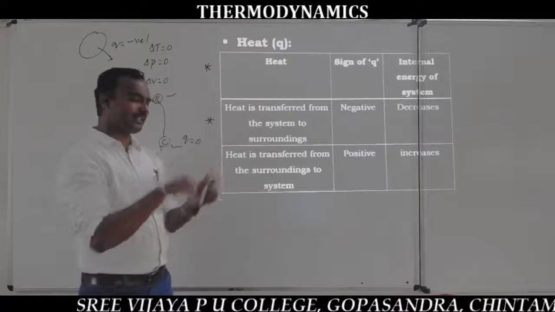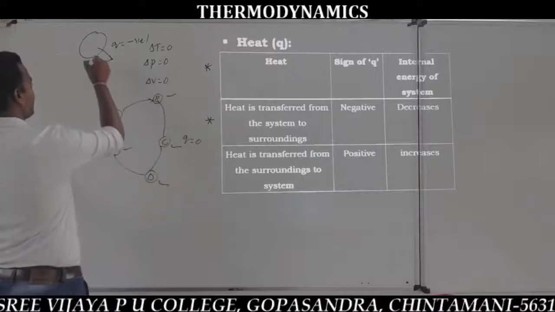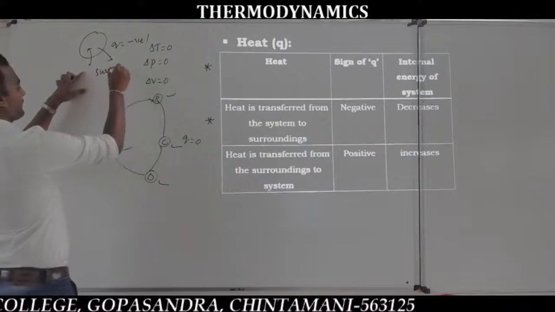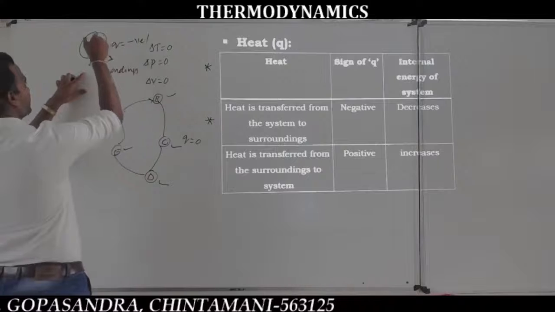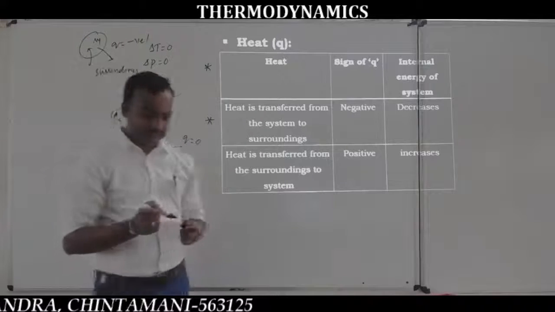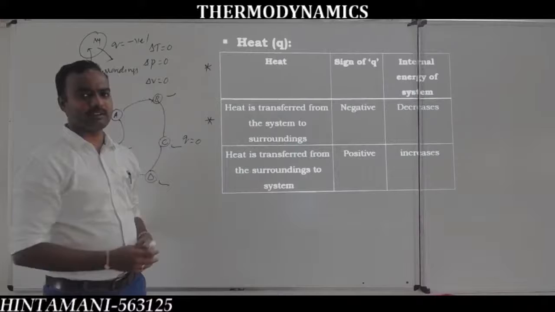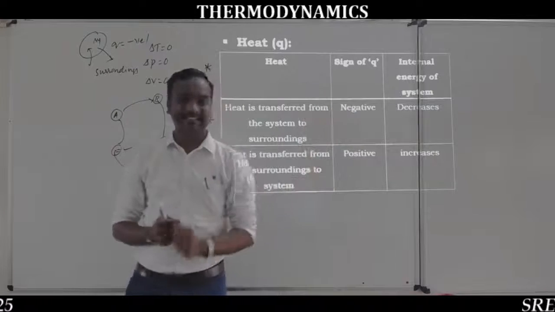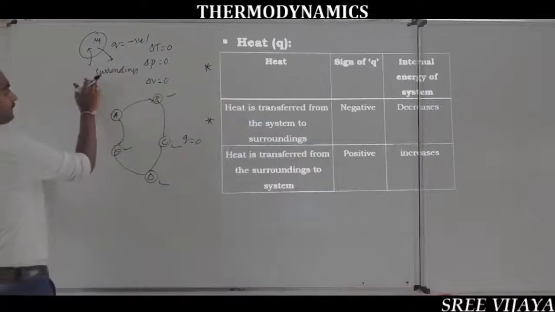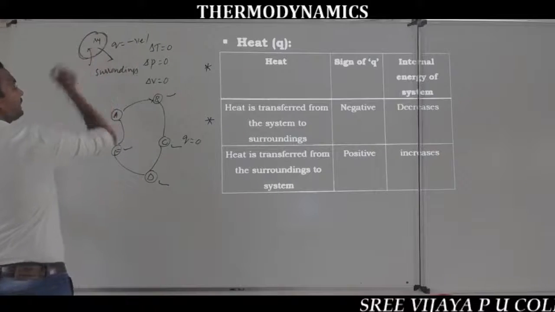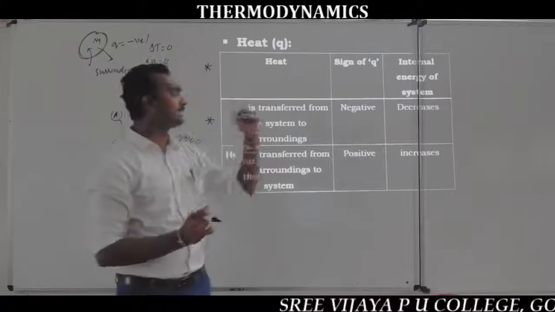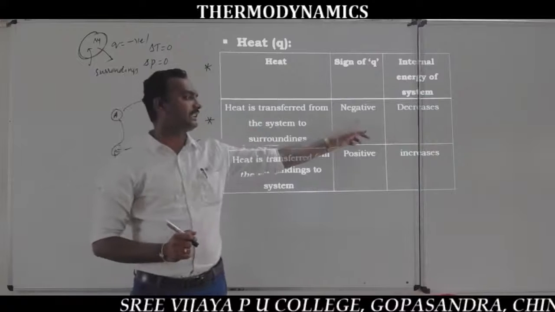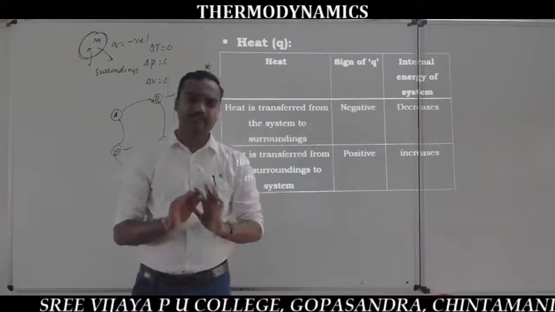And one more thing is the reverse case. Heat is transferred from surroundings to system. This is the surroundings, and this is the system. When we supply heat energy to the system from the surroundings, the sign of Q is positive. And what happens to internal energy? Energy in the form of heat is supplied inside, so the internal energy of the system rises. So that is the introduction of heat. When heat goes from the system to the surroundings, the sign is taken as negative and internal energy will definitely decrease.